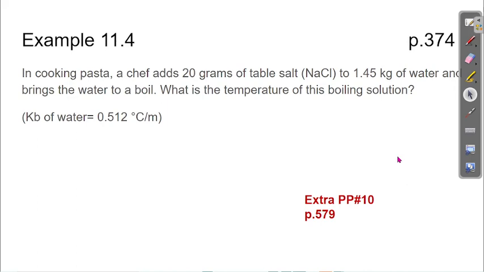In cooking pasta, a chef adds 20 grams of table salt to 1.45 kilograms of water and brings the water to a boil. What is the temperature of this boiling solution? And they give you the constant for boiling of water. It's the same reasoning that you did for the freezing point, just you have a new formula to solve these. Now we're going to do extra practice problem number 10.